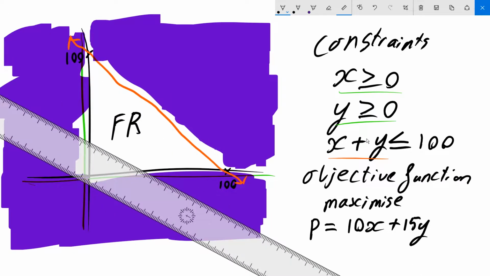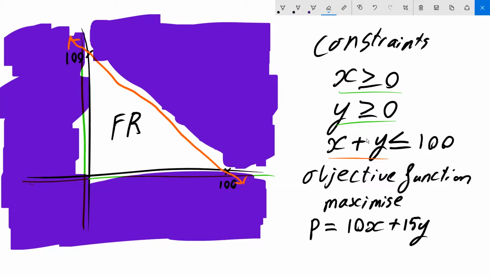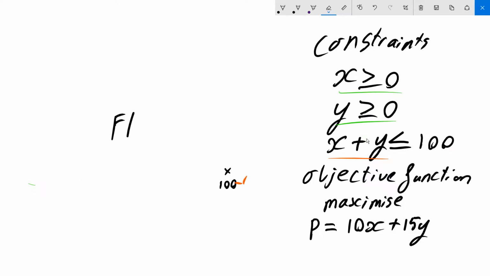Okay, what if we can't do it by eye? What if we weren't given a graph, or we just don't have time to make a graph, and we want simple, quick, effective, and no room for error? Well, there is a mathematical way to prove it. So I'm going to remove my graph to make space, but keep that graph in mind.